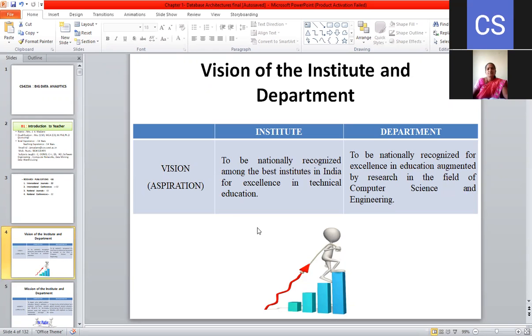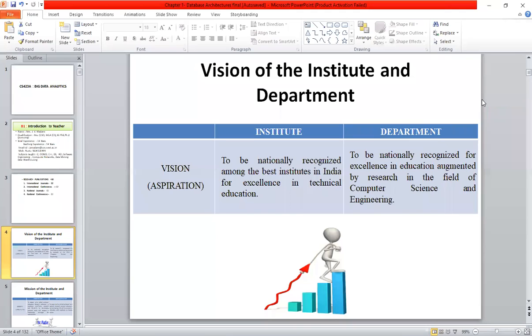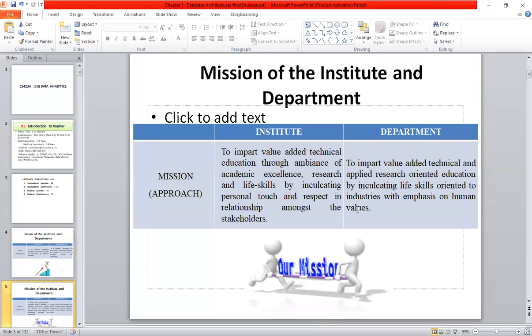Like the institute, the department also has a vision. The department vision is also to be nationally recognized for excellence in education accompanied by research in the field of computer science and engineering. You have to learn different programming languages, but the societal use is also very important. Whatever knowledge you gain during your degree will be implemented or used in the research field in computer science and engineering. So this is the vision of our department.